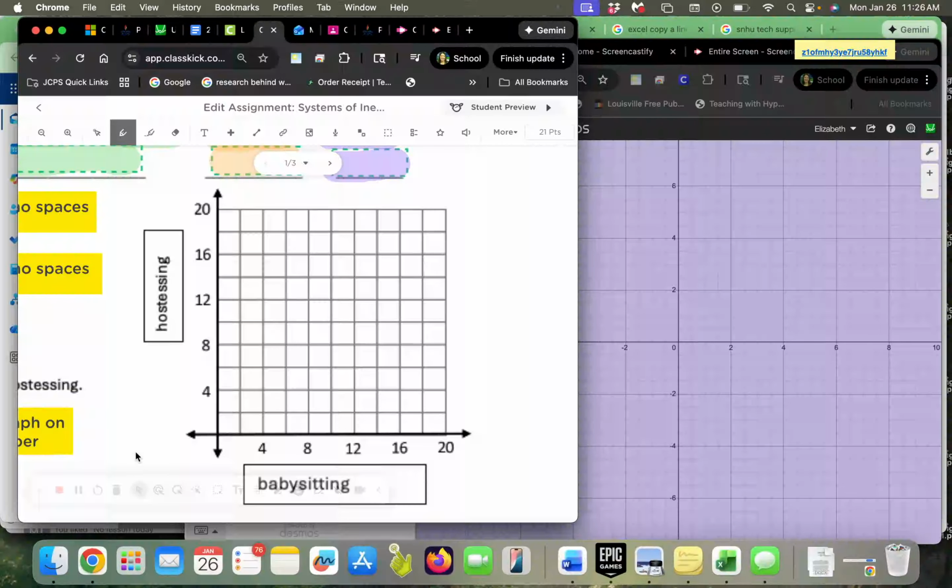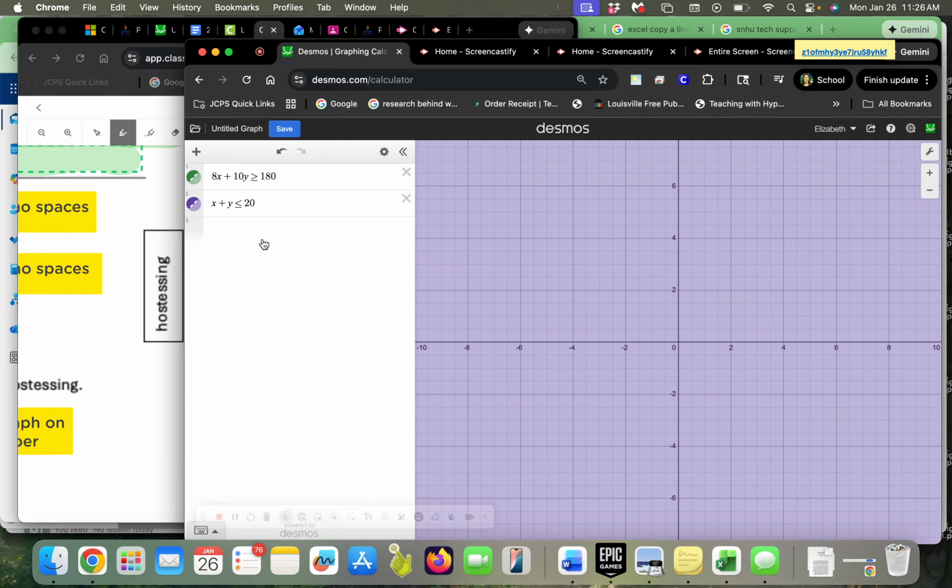Hey mathematicians, now that we've gotten the inequalities written in the previous video, I'm going to show you how to use the graphing calculator to transfer them onto your paper. First, I've got the first two inequalities from problem number 1 typed into the Desmos calculator. And as you can see, it's not really all that helpful.